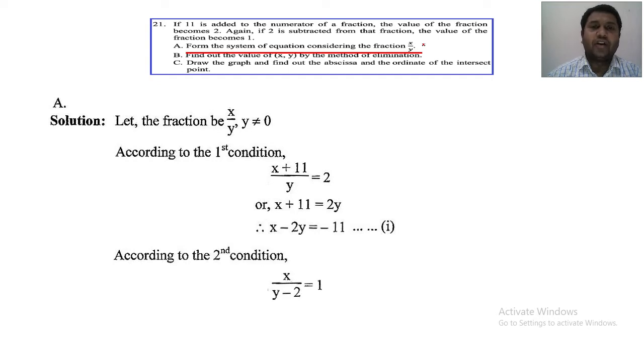Next, from condition 2, if we subtract 2 from the denominator, then the value of the fraction becomes 1. So the denominator is y, so y minus 2, and the numerator x remains the same. So x by (y minus 2) equals 1. If you cross multiply, you get x equals y minus 2. If you keep x and y on the left side, it will be x minus y equals minus 2. That is our equation number 2. So the question told us to form the system of equations. We get equations 1 and 2 from the conditions, so this is our answer.